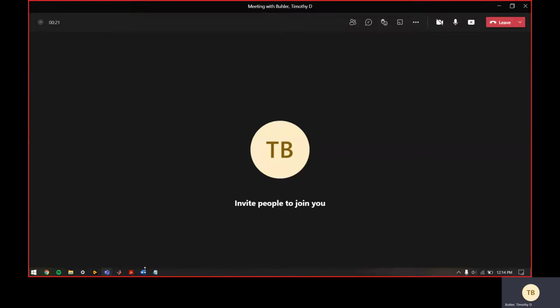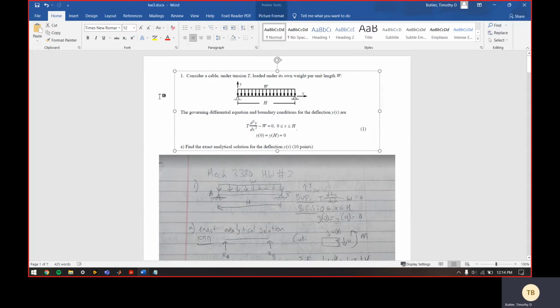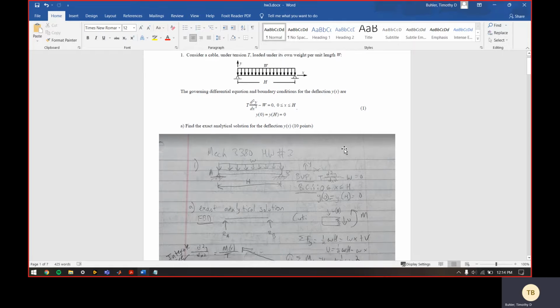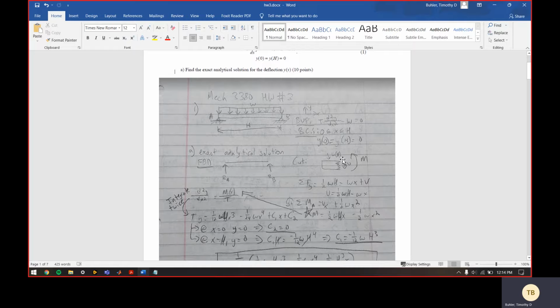All right, so I'm going to be talking about homework 3 and my solution for it. So starting off, pretty simple. We have a cable under tension and under its own weight. We're given our differential equation here and written that. Pretty simple, the FBD and cutting it. We've done this 100 times before as engineers, so I'll try and go through it pretty quickly.